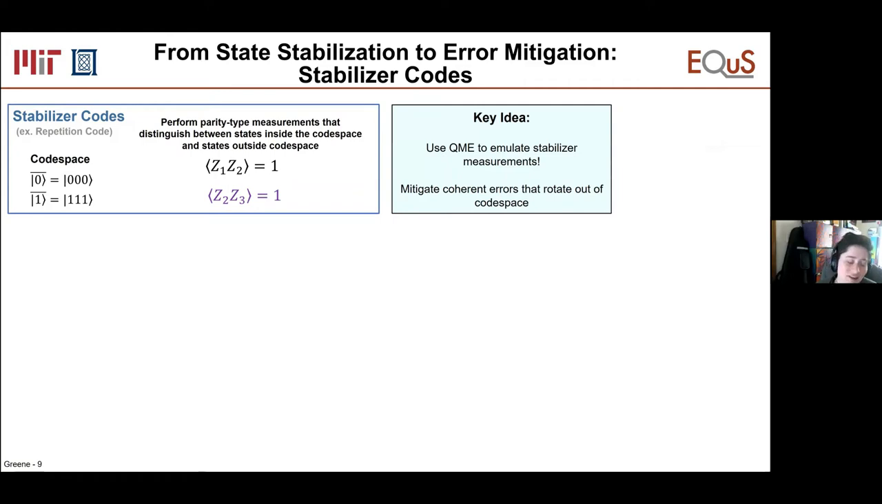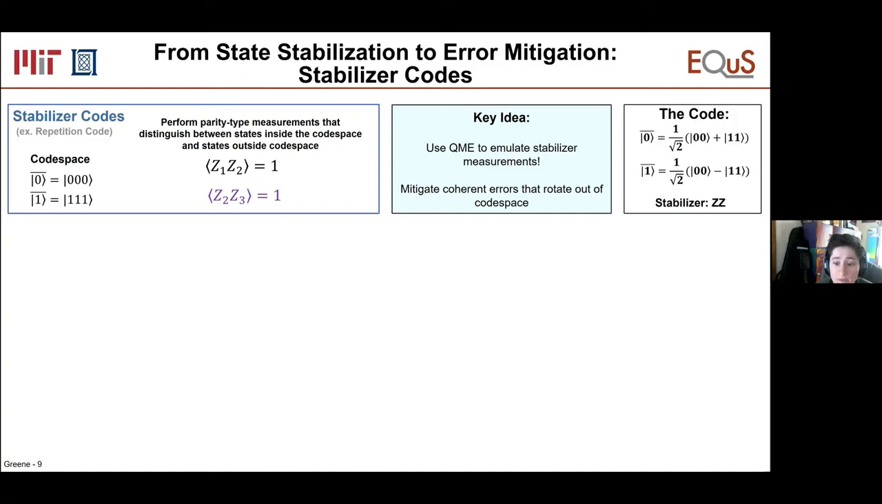And given the audience, I'm sure that almost everybody knows what a stabilizer code is, but just in case someone doesn't, a 3-qubit repetition code is an excellent example, where the logical zero is 3 physical zeros, and logical one is 3 physical ones, and the measurements Z1 Z2 and Z2 Z3 are the stabilizers for this code. They're both one for the code words, but if you leave the code space, one of those measurements will be a minus one. And the key idea here is to use QME to emulate stabilizer measurements, thereby mitigating coherent errors that rotate the state out of the code space by making them incoherent.